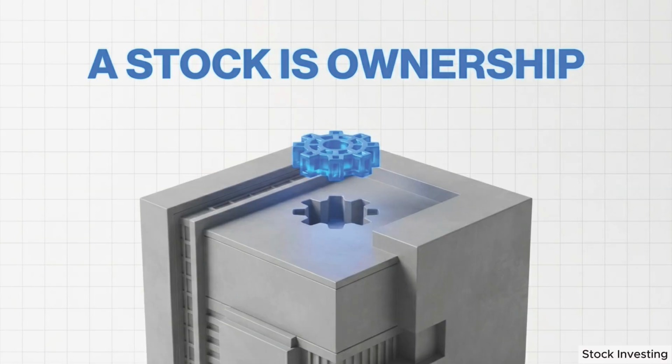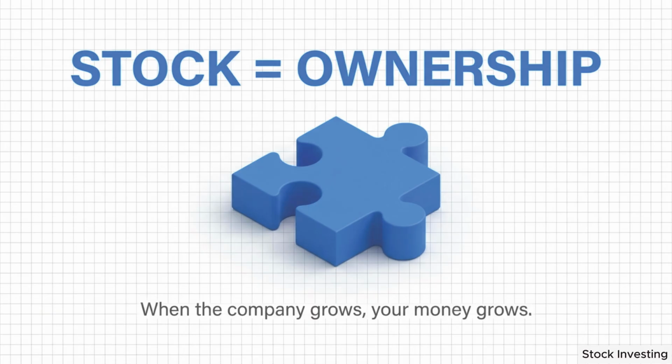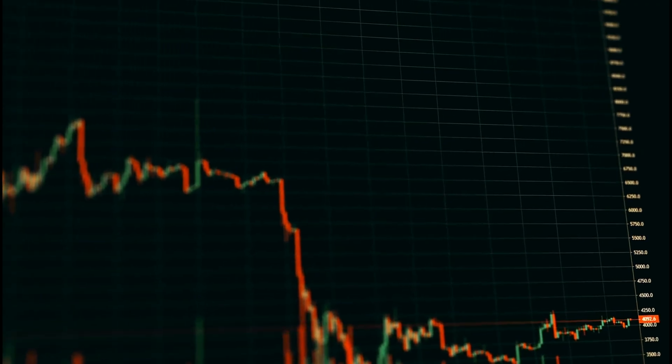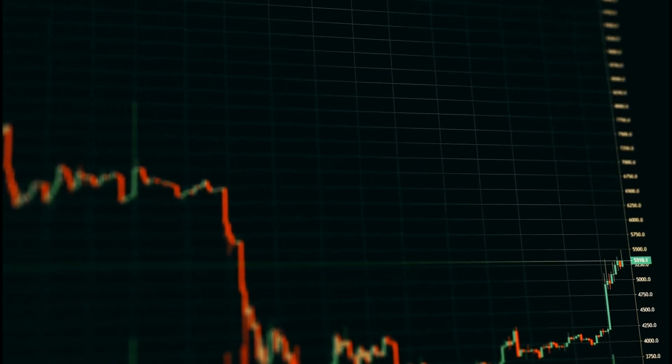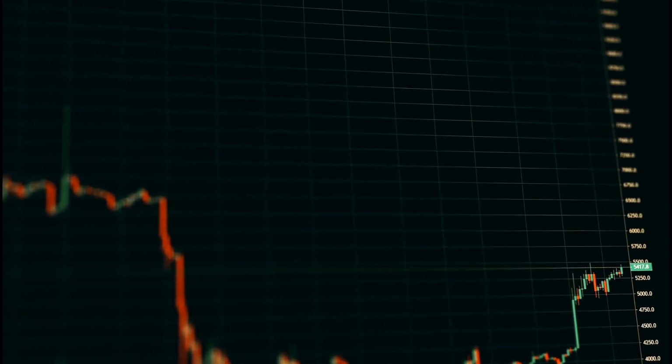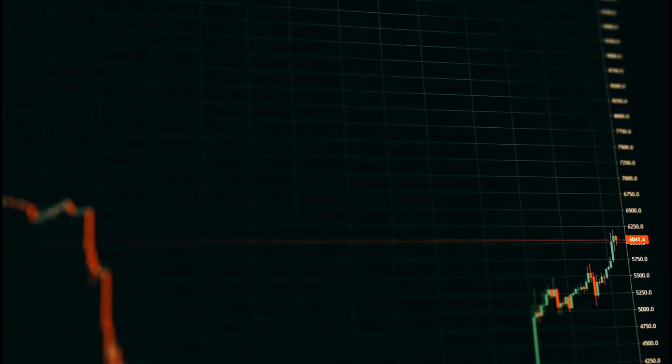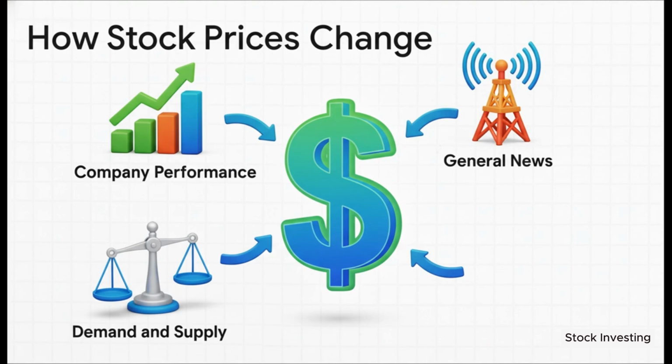When you buy a stock, actually you are buying a small ownership in that company, and your money would grow if that company grows. The other point that you need to remember is that the prices of your stock would change on a daily basis based on the demand and supply. It would also change based on the news and the performance of the company.